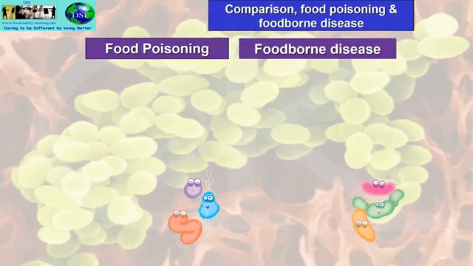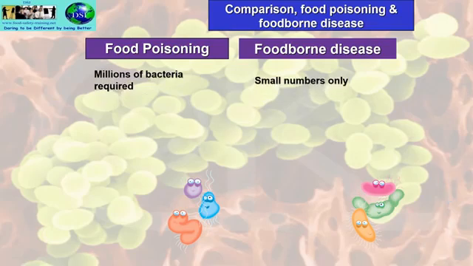So let's have a look at the comparison between food poisoning and foodborne disease. Again, it's something worth studying because questions are quite likely to come up on the difference between the two. So first of all, with food poisoning, millions of bacteria are required. With foodborne disease, small numbers only. Even just one bacterial cell or one viral particle.